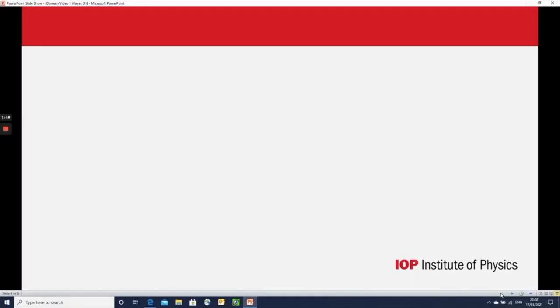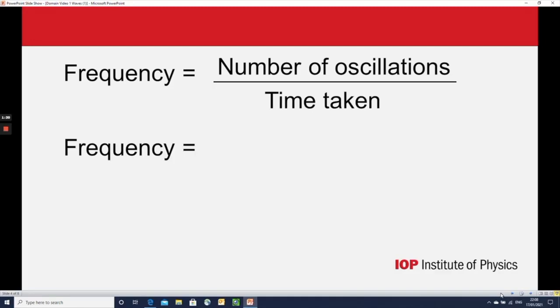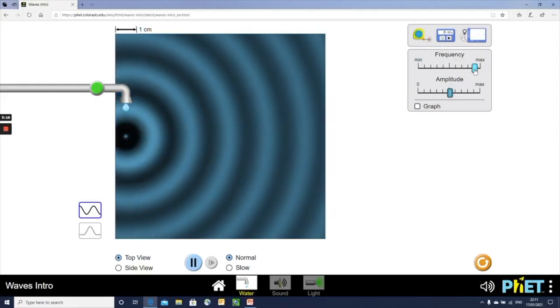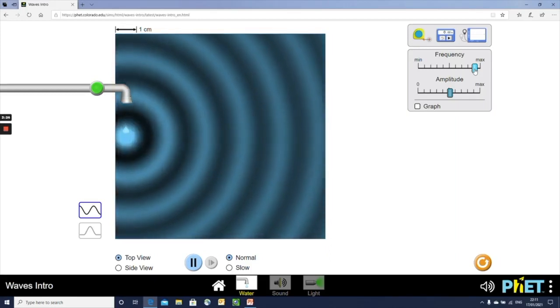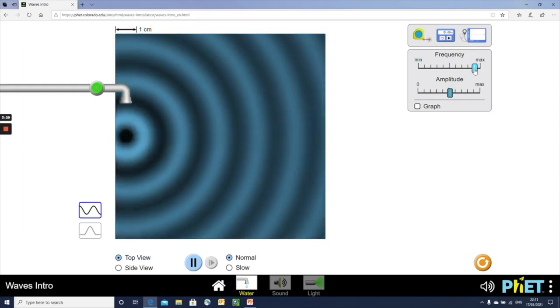To find the frequency, we need to remember that frequency is equal to the number of oscillations divided by the time taken. So in this example, the frequency is equal to the number of oscillations, which is the number of drips, which is 5, divided by the time taken, which was 8.22 seconds. So for this example, the frequency was 0.6 Hertz. Once students have measured the frequency and the wavelength, they can calculate the wave's speed, and they can investigate the relationship between frequency, wavelength, and wave speed.